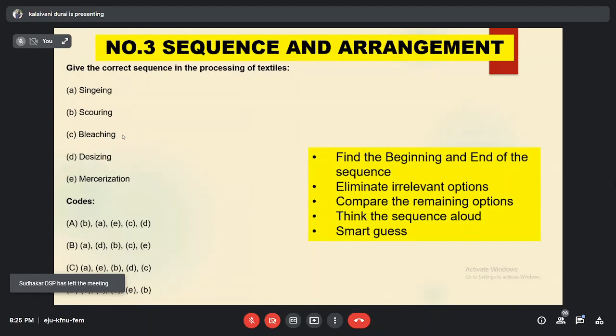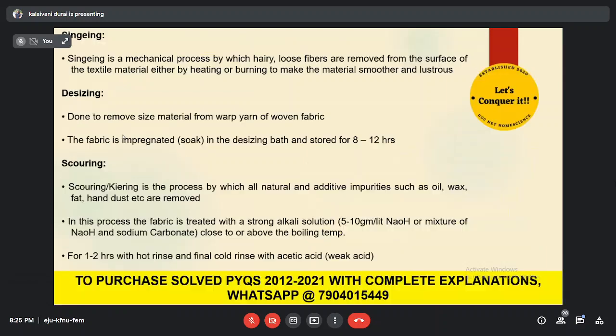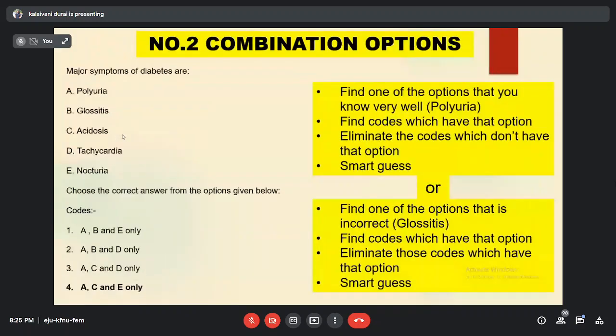So before coming to the technique, I'll explain to you, okay, each and every... sorry, I did not explain the diabetes question, right? Yeah, I forgot. So I'll just tell you what each and every option means. Polyuria means increased urine production, जो very characteristic feature है diabetes का.